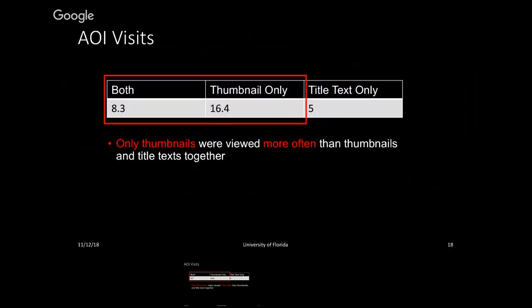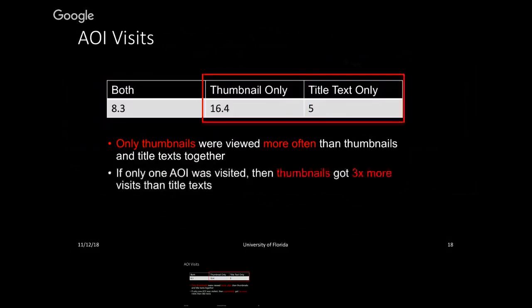What we learned from this is that only thumbnails are viewed more than thumbnails and title text together. We also found that if only one AOI was visited, then thumbnails got almost 3 times, or more than 3 times, I should say, visits than title texts. So this is pointing to the fact that thumbnails are important, much more so than title texts.